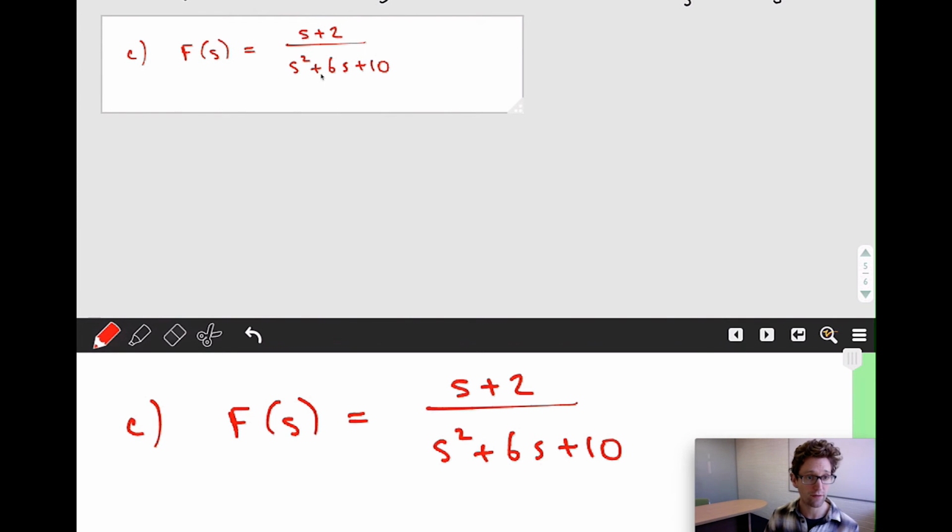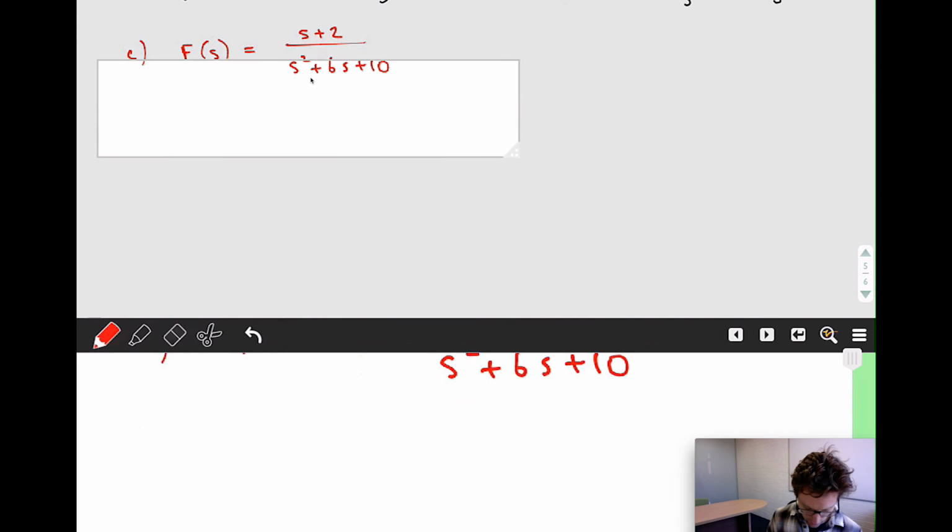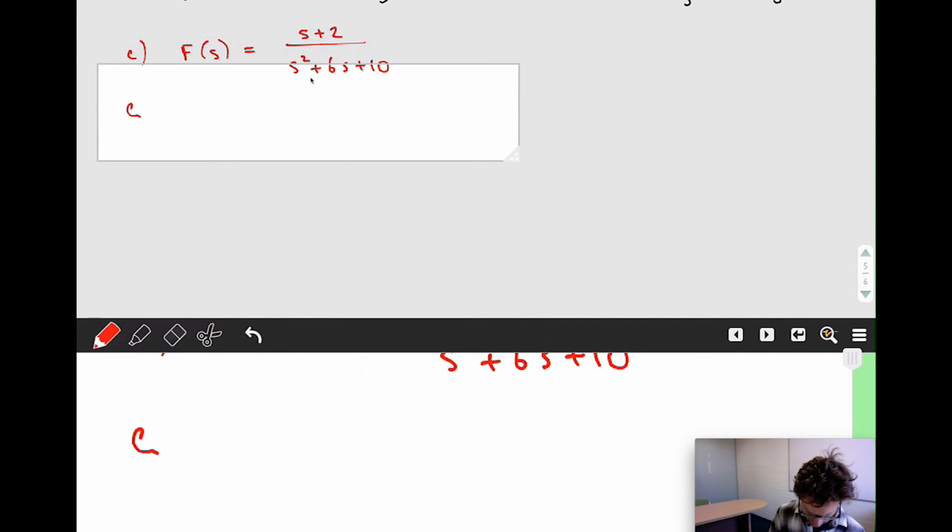So this doesn't have real factors. You can try that yourself. You can either use the quadratic formula or you can stare at it for a while. Instead, we're going to complete the squares. It doesn't have factors, so this is what we need to do instead.